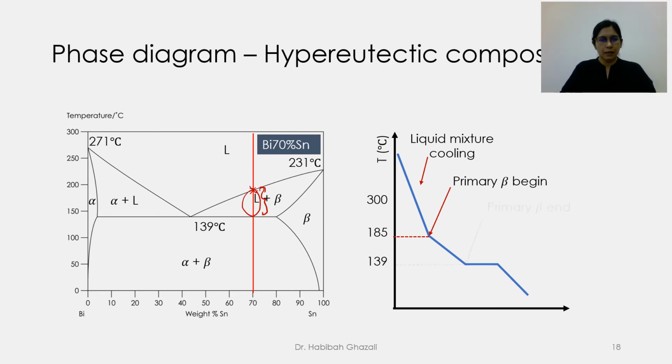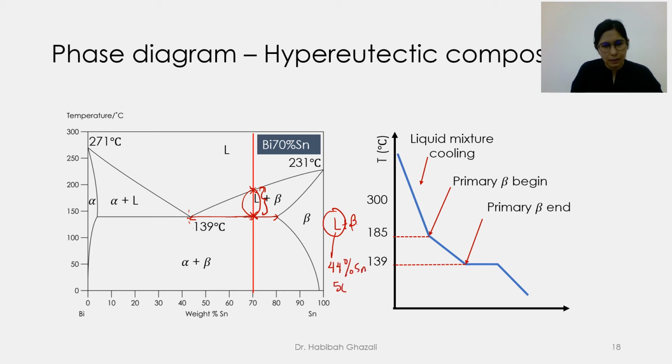And that primary beta will stop growing as soon as it reaches the solidus line. And as you can see here, at this line, we will still have liquid. If we draw the tie line, we will still have liquid and also beta solid solution. So the remaining liquid at that point is going to have a composition of 44% tin and 56% bismuth. And this composition is a eutectic composition.